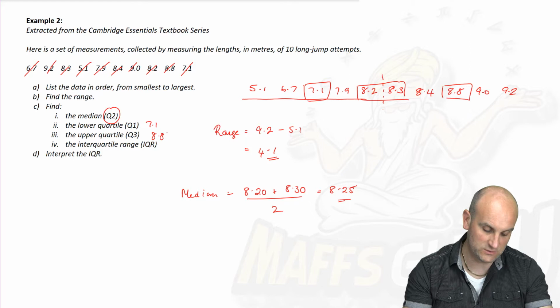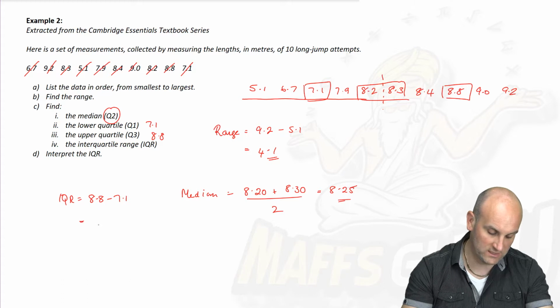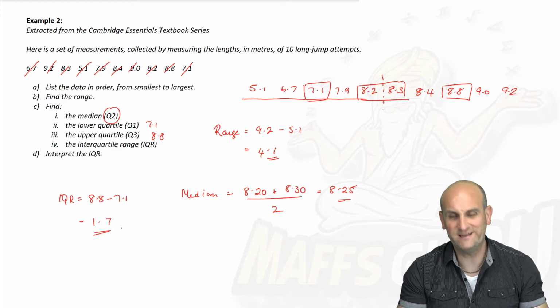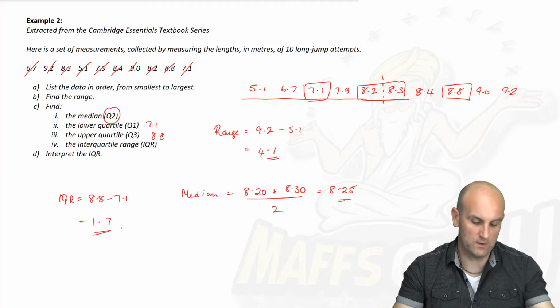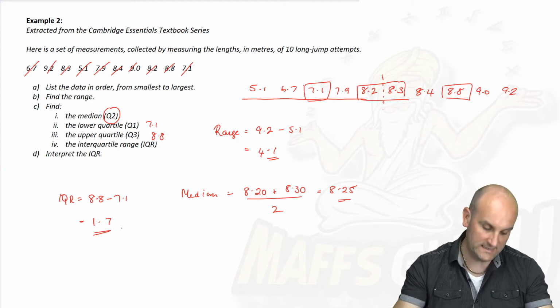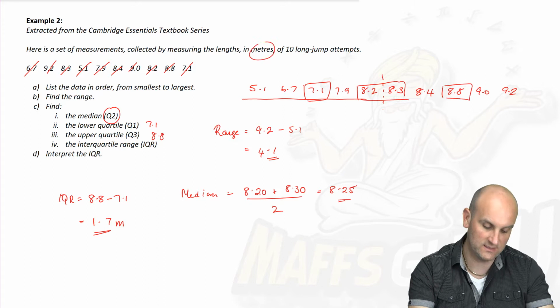How do I find my interquartile range? Well, my interquartile range is given by 8.8 minus 7.1, which gives me 1.7. 1.7 meters. Yes, we don't forget the units here.